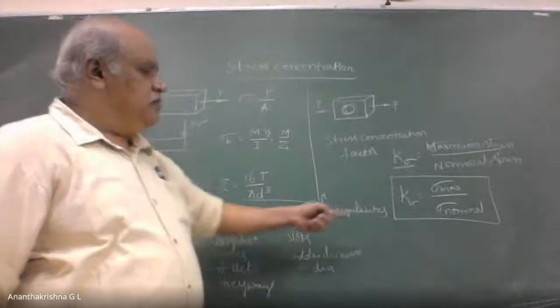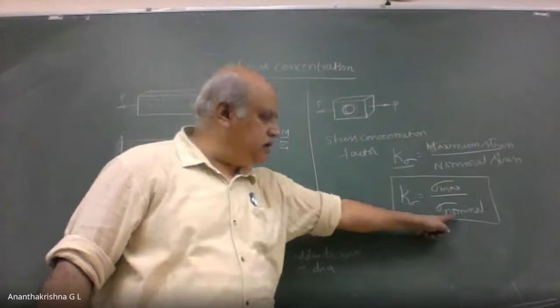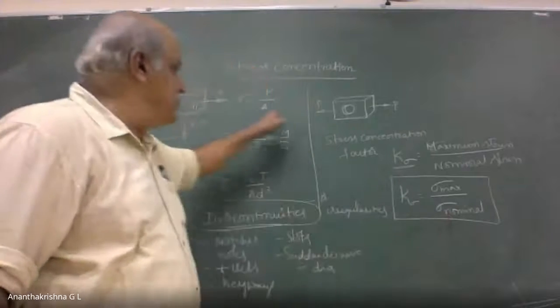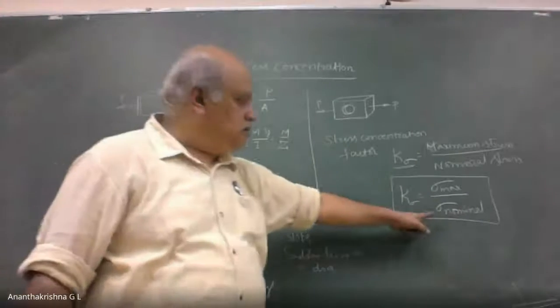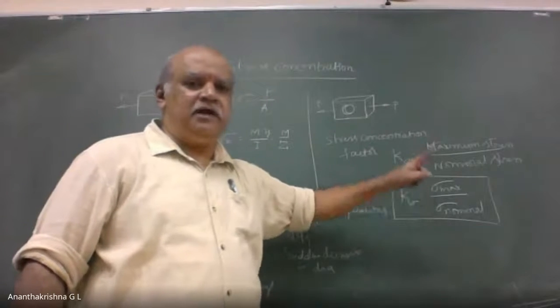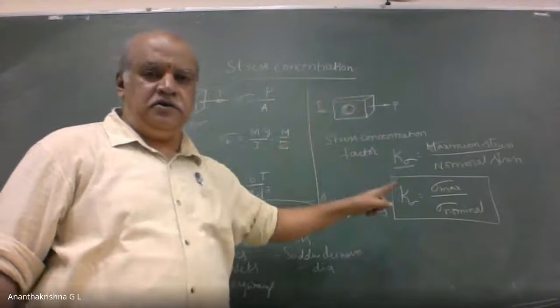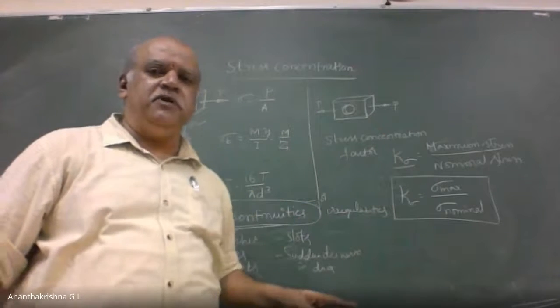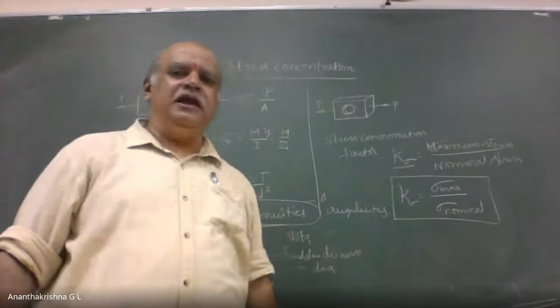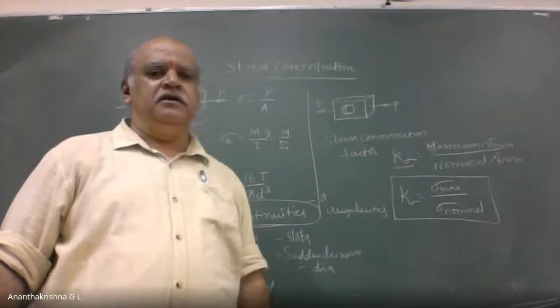What is the value of K sigma now? If I multiply the nominal stress, which I obtained using the fundamental equation, by K sigma, I am going to get the maximum stress because of the presence of discontinuities. So what should the K sigma value be? Greater than 1 or less than 1? Greater than 1. Yeah, greater than 1, right?